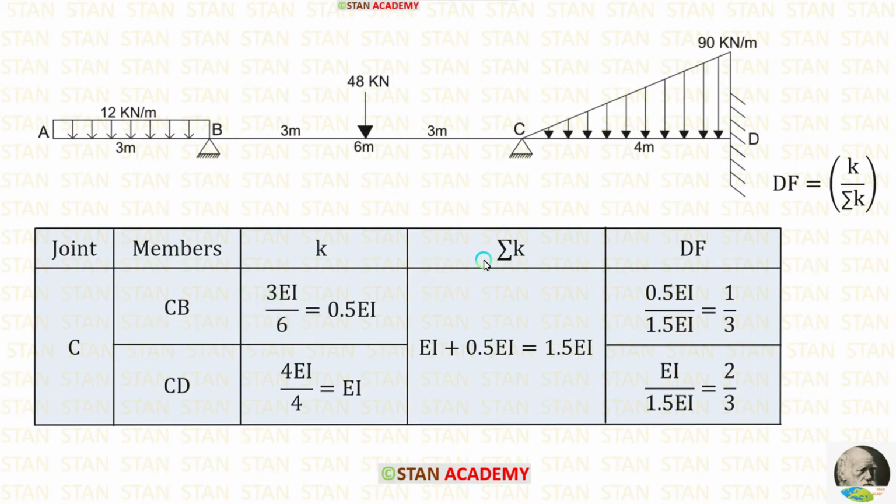Now let us calculate sigma k. For that, we have to add these two values. After adding, we are getting 1.5 EI. Now let us calculate the distribution factor. The formula is k upon sigma k. Using the formula, we can calculate the distribution factor for CB and CD.